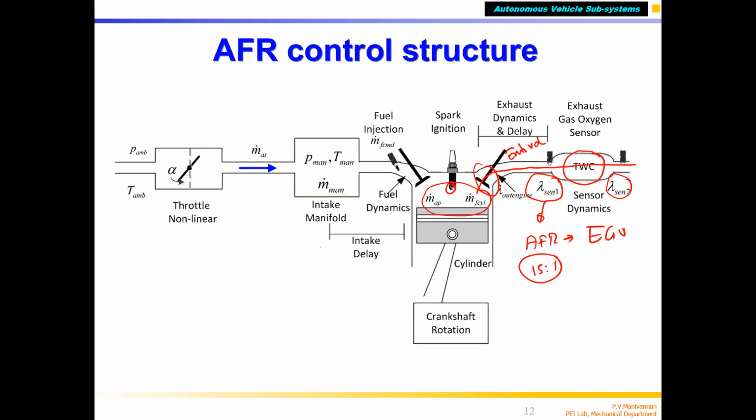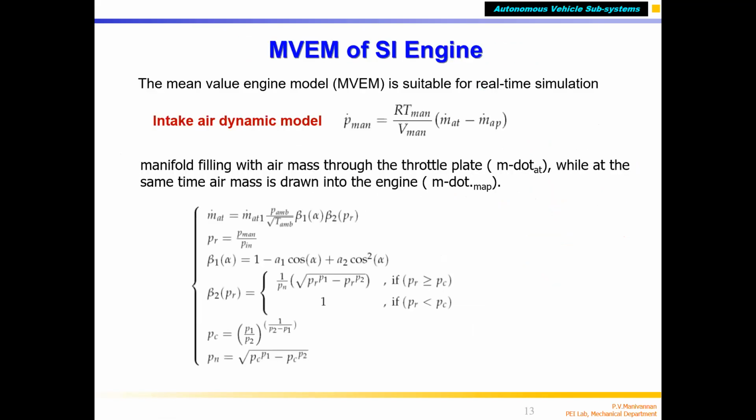So this is the model, correct. This model can be written as an equation. Basically, it's called the mean value engine model. I just completed this slide, in which the intake air dynamic model, which is about the manifold pressure, goes from the manifold loading inside the engine.